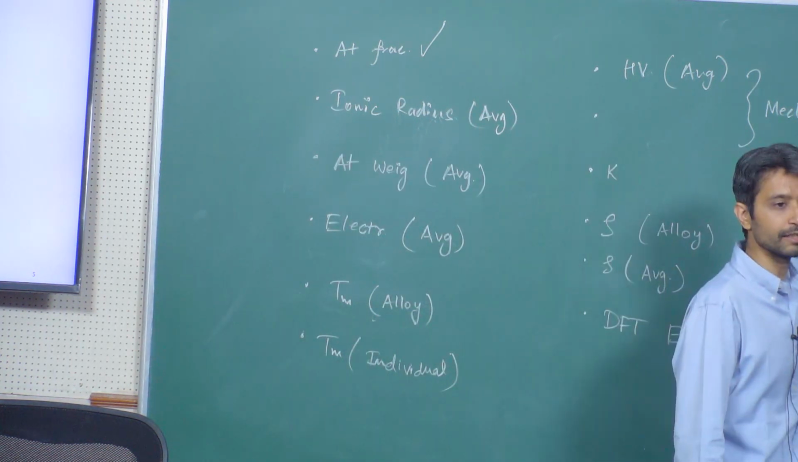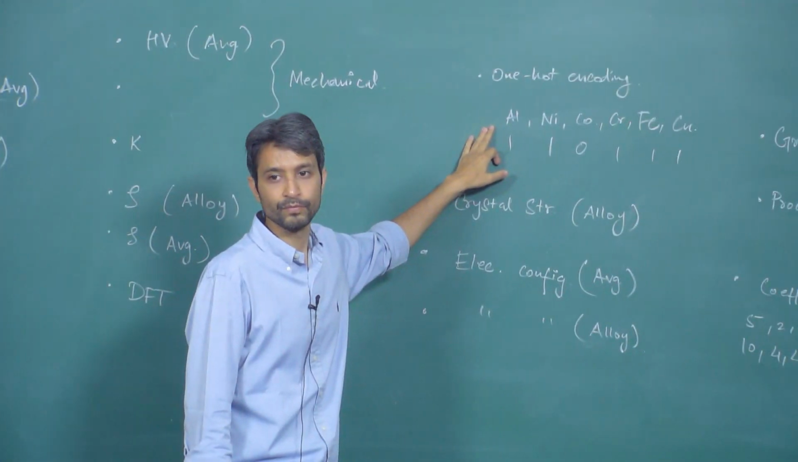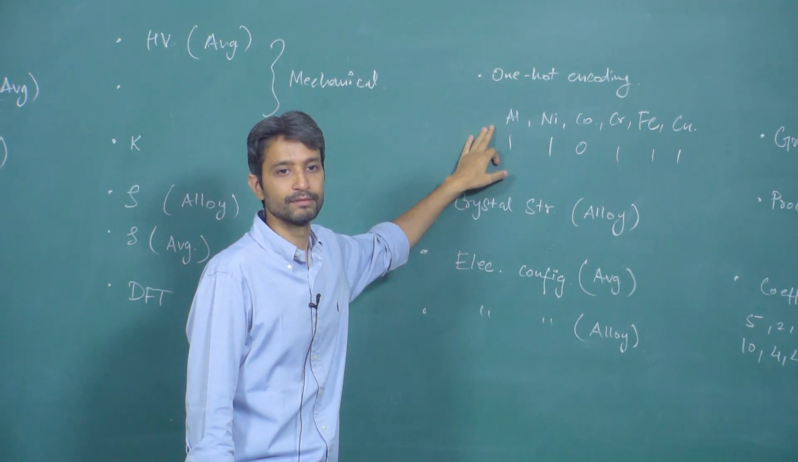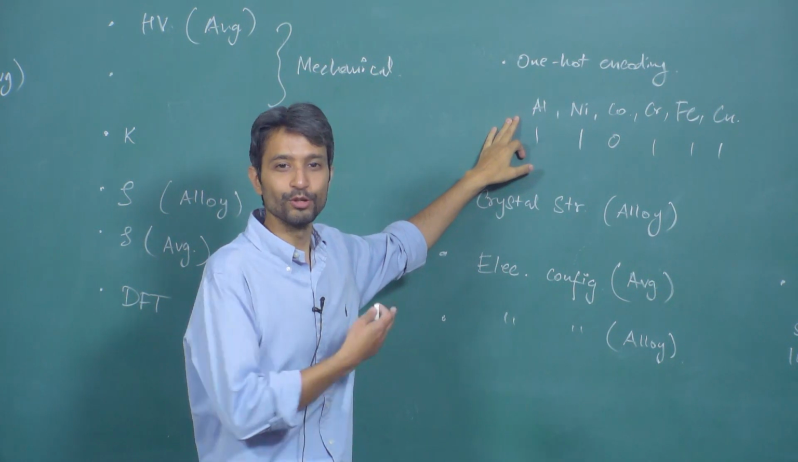Let's look at this now. One hot encoding. What do you guys think? Good or bad? So why is it bad? So we cannot consider multiple aluminum.